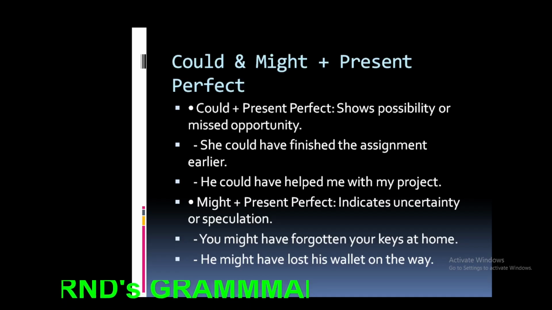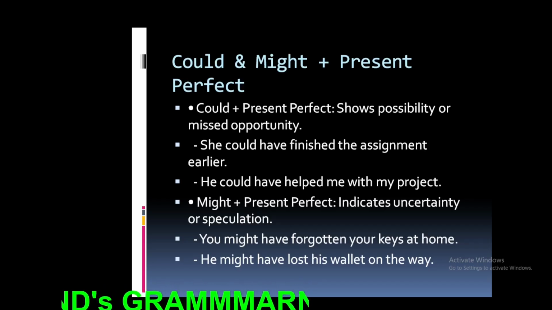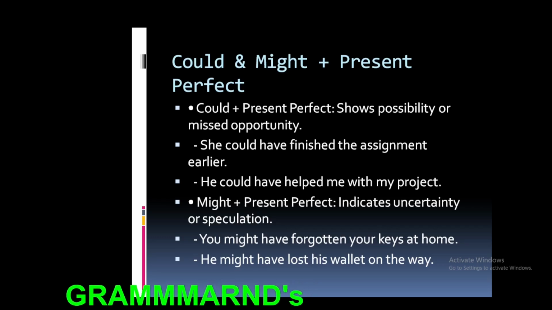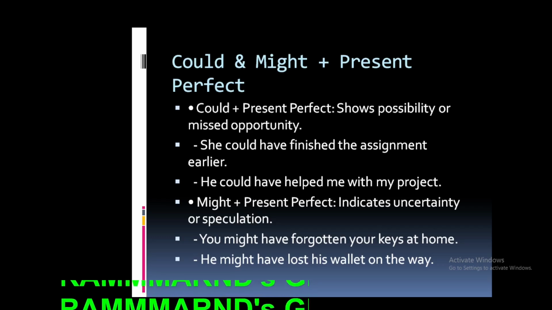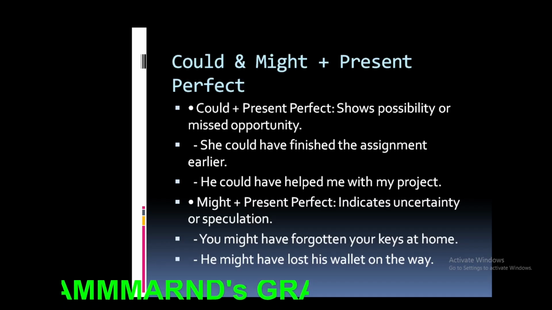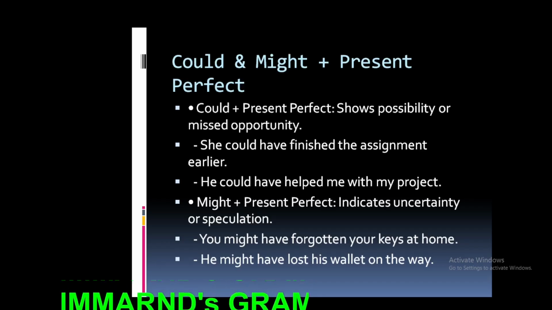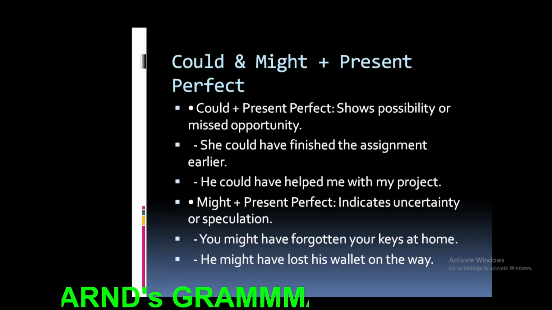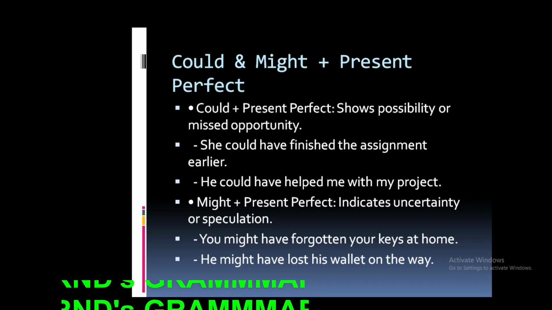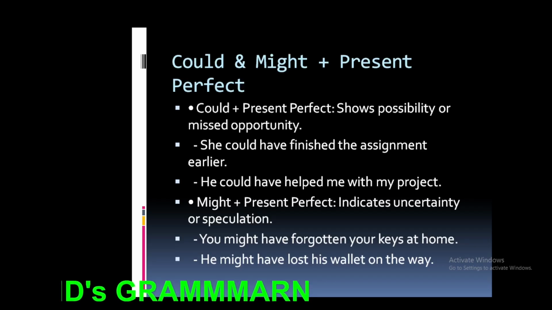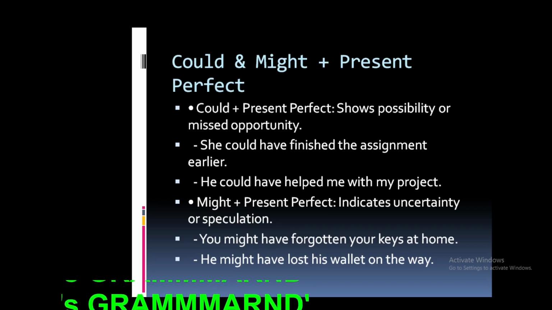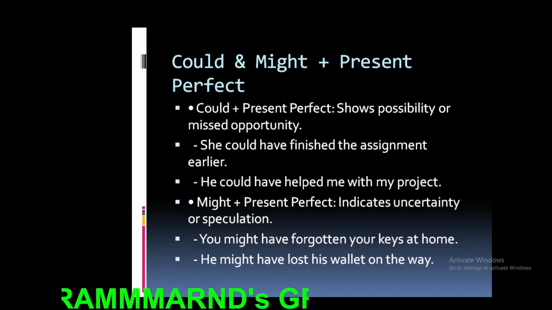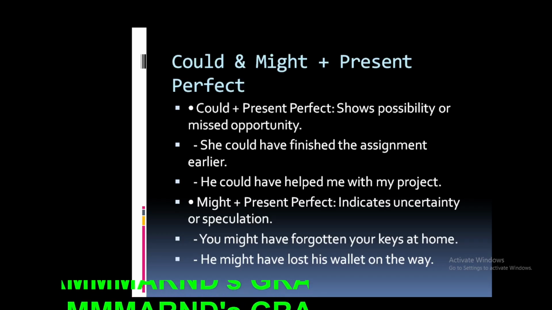You may say that you might have forgotten your keys at home when your friend is looking for the keys, searching his pockets. You may say this line. And the last one is, he might have lost his wallet on the way. After coming a long way, when he tried to give the taxi fare, he put his hands into his pocket for the purse, but the purse was missing. In that case, you may say, you might have lost the wallet or purse on the way.